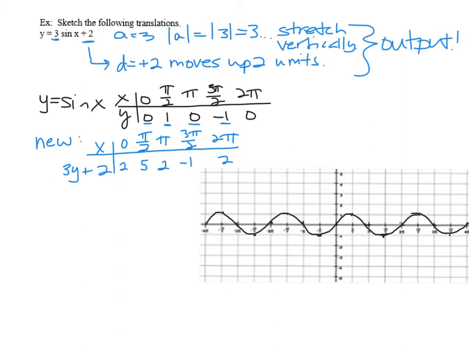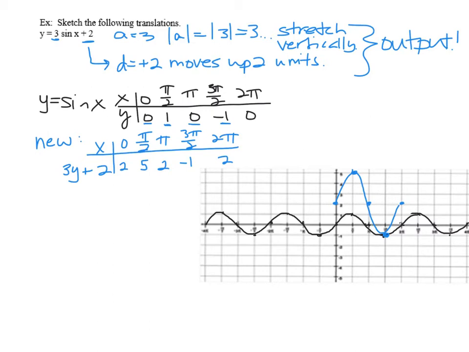Remember, we said it's going to stretch vertically and move up 2 units. At 0, I go up to 2. At pi over 2, we go all the way up to 5. And then at pi, we go back to 0. At 3 pi over 2, we drop down to -1. And at 2 pi, we go back up to 2. So if we connect just those 5 points, up, down, and up, it looks like, yeah, we did stretch it, didn't we? It's taller than it was before, and everything moved up 2 units.